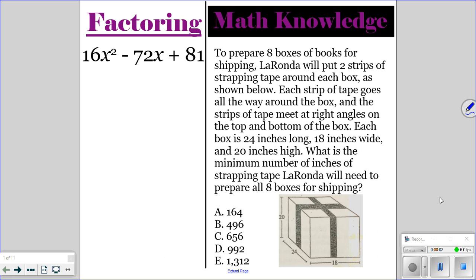Alright, so y'all go ahead and do the factoring and the math knowledge question for today. Pause the video, and then once everyone is finished, you can unpause the video, and I'll go over the correct answers. So for the factoring, you're going to want to do remove, replace, reduce.